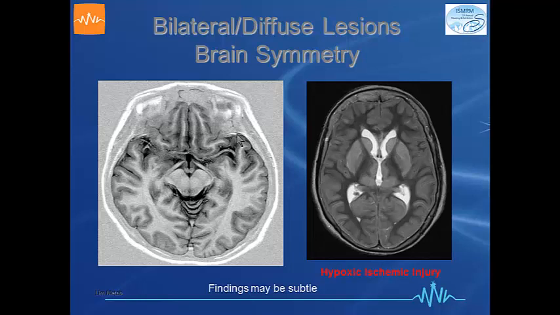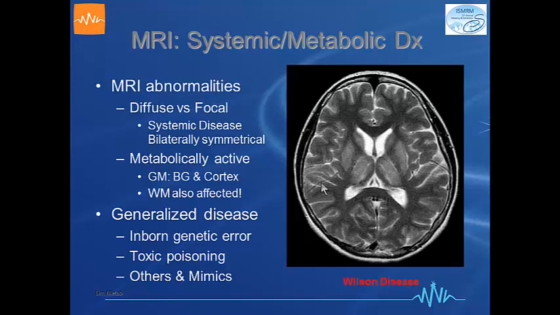However, metabolic and systemic diseases are subtle in their findings because they have bilateral and symmetrical involvement in many instances. Here's an adult with hypoxic ischemic injury, out of hospital cardiac arrest with resuscitation, resulting in hypoxic ischemic injury involving both the deep gray matter, the putamen, the globus pallidus, and even the thalamus bilaterally, as well as the cortex, very widely distributed throughout. So some of these findings may not be easy to detect if they are bilateral.